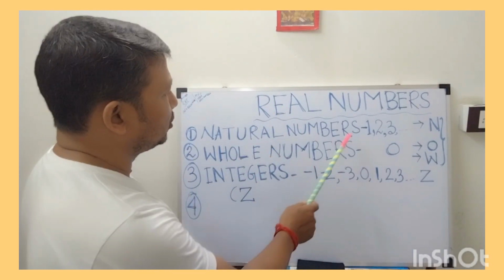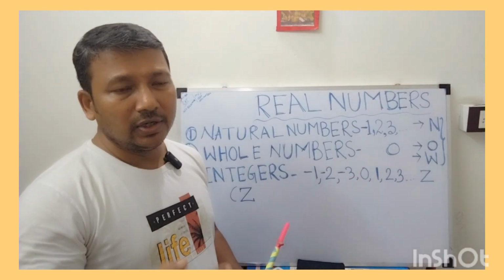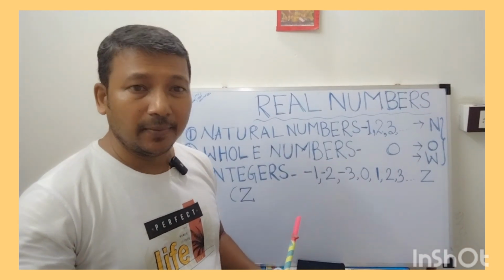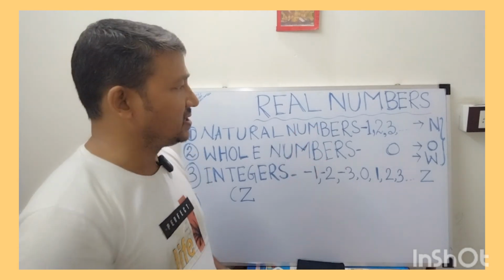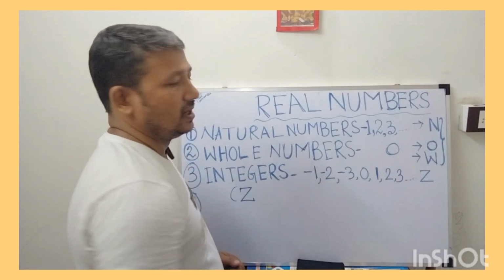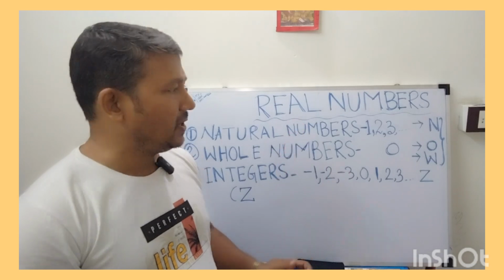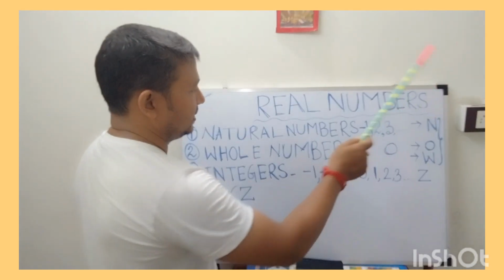Natural numbers are those numbers, that is 1, 2, 3, 4, 5, 6 and up to infinity. All of these numbers are natural numbers, and we denote this family of natural numbers by capital N.